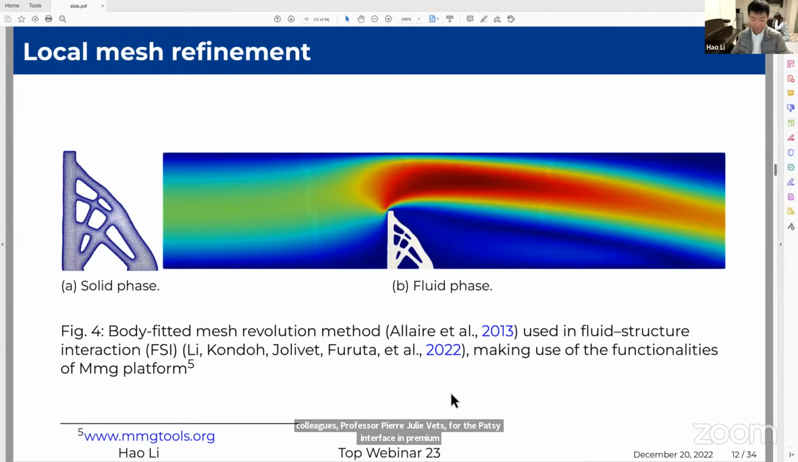The final key ingredient in this workflow is the local mesh refinement. In the present work, we choose to use the body-fitted mesh evolution algorithm proposed by Professor Allaire and his colleagues. The body-fitted mesh is a kind of surface capturing technique, allowing us to disjoint and reunion subdomains. This technique is essentially needed in fluid structure interaction problems. But we also note that for many other fluid-driven TO problems, at least for laminar flow, such a technique is not necessarily needed. If we can use very fine mesh around the fluid-solid interface, then it is not a big issue.